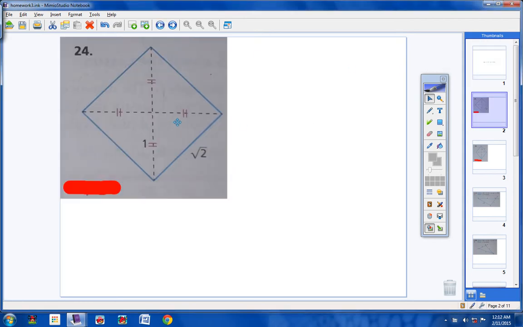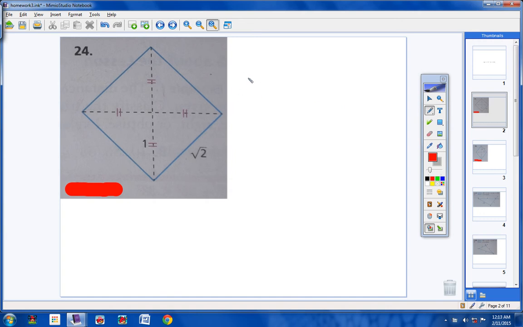Alright, number 24. Okay, let's take this step by step. Everything I want to do here, I want to do it logically and prove it. Sure, I look at this and I'm 99.9% sure it's a square. But on a test or a quiz, I'm going to ask you to prove it or tell me how you know that. So here we go.